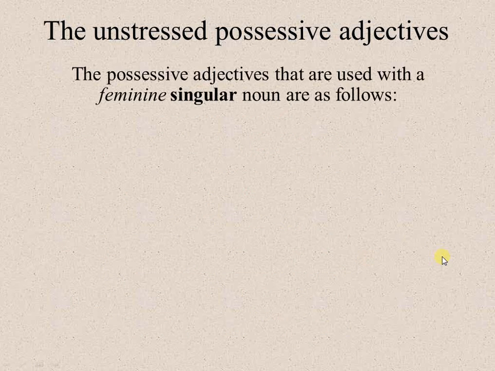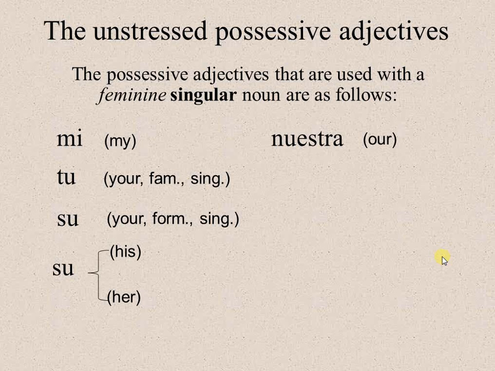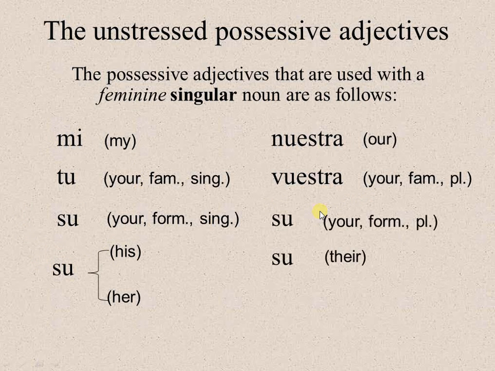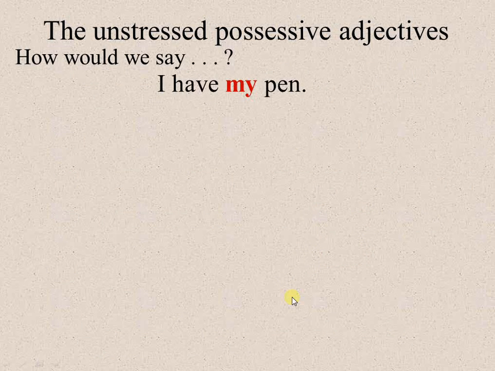The possessive adjectives that are used with a feminine singular noun are as follows. Mi, my, tú, your, su, your, because it's formal. Su can be his or her. Nuestra, now it's feminine. This one will show the feminine form. These ones you don't need to worry about. Vuestra, su, y su, okay? So let's see some examples. How do we say, I have my pen?